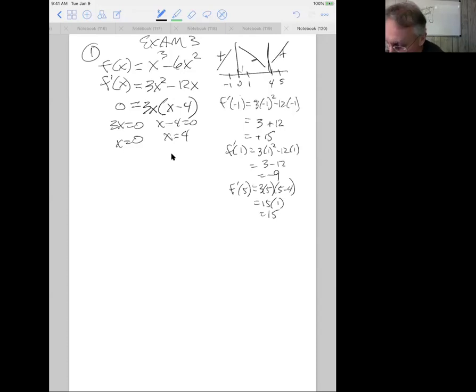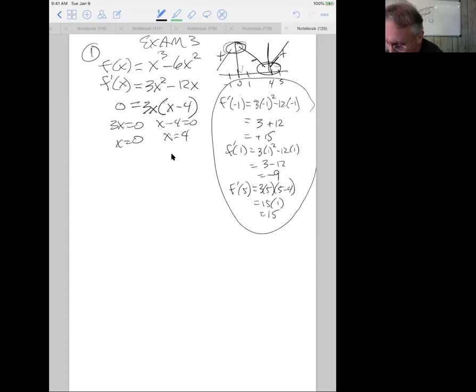That indicates at 0, we've got a local max. And at 4, we've got a local min. They come together down there and they come together up top. That is the first derivative test.